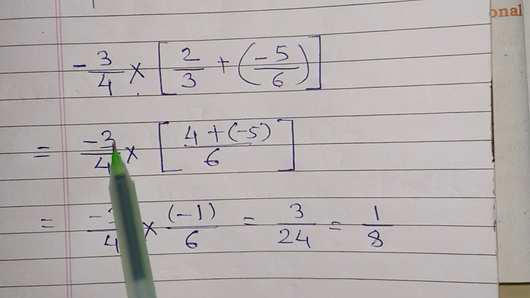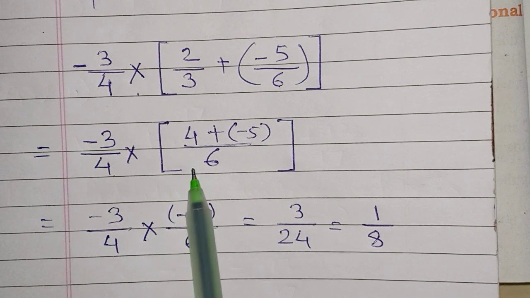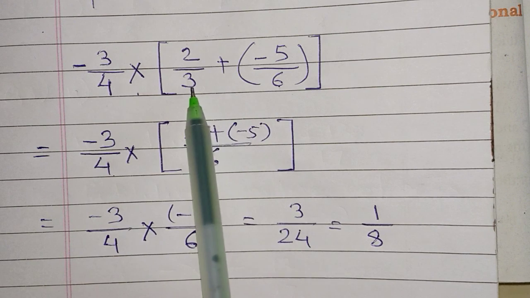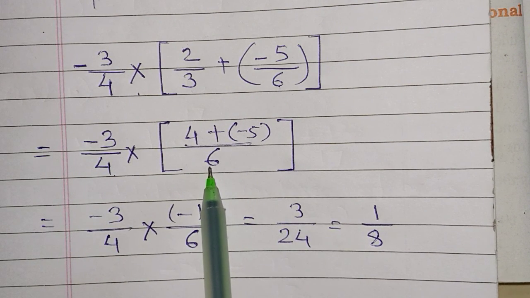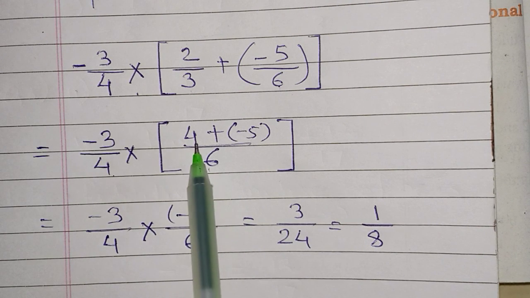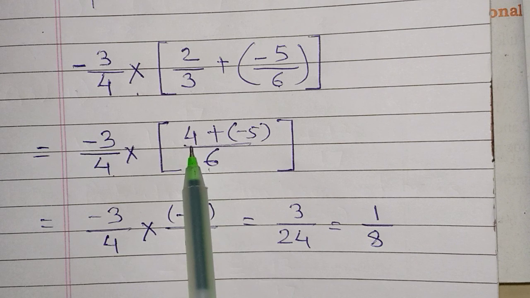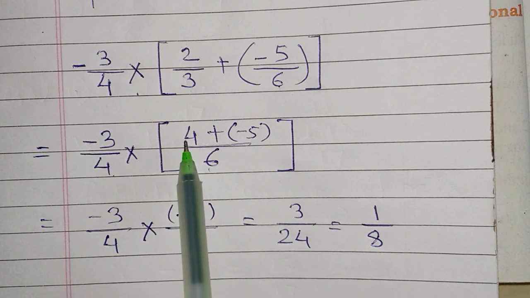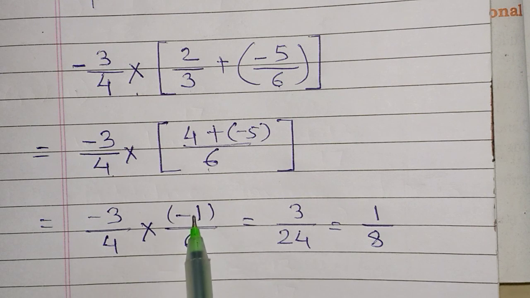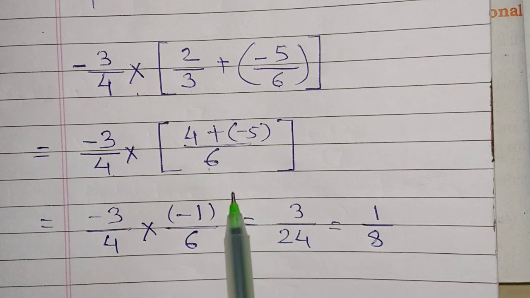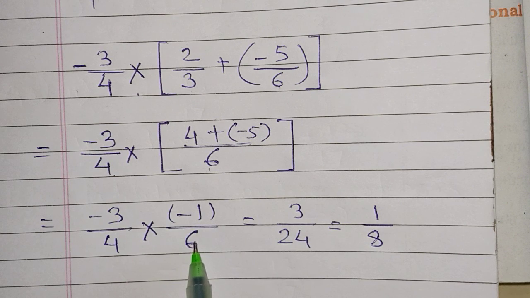I will write minus 3 upon 4 as it is, into the bracket. See, the denominator is not the same, so I have taken the LCM here. The LCM of 3 and 6 is 6, and I made the equation. Here it becomes 4 plus minus 5. So after solving this bracket, my final answer is minus 1 upon 6.